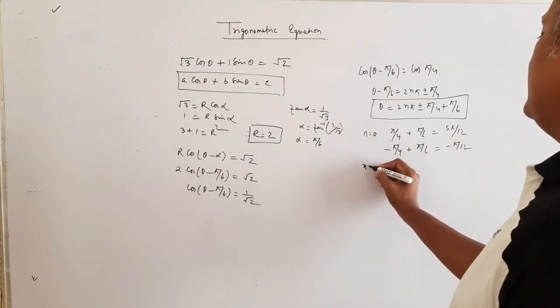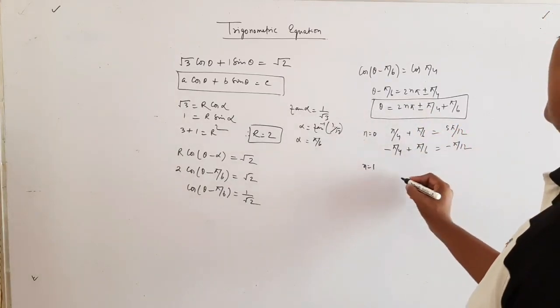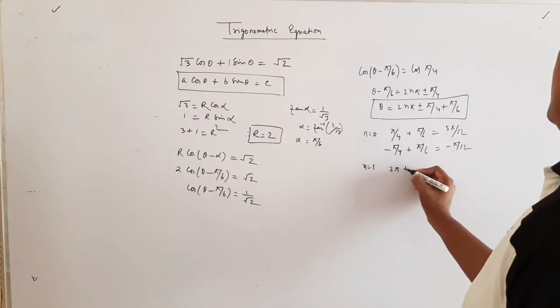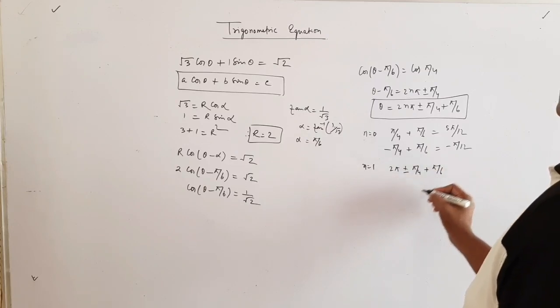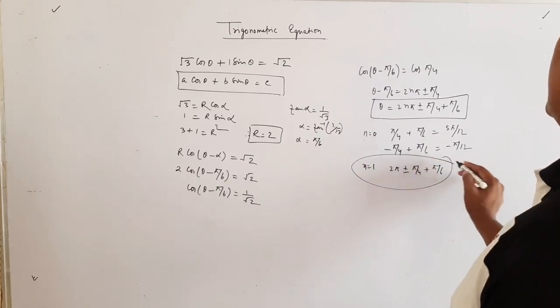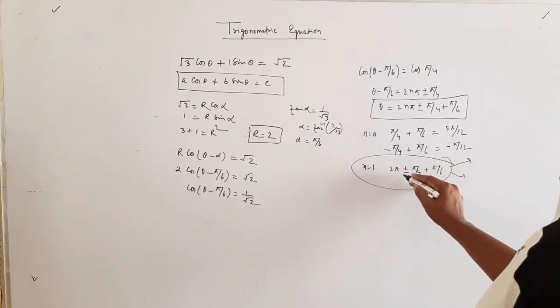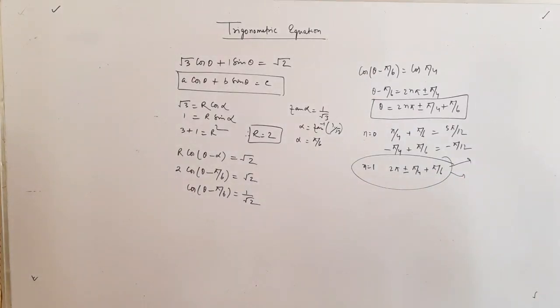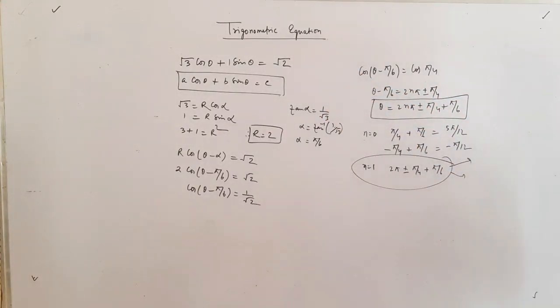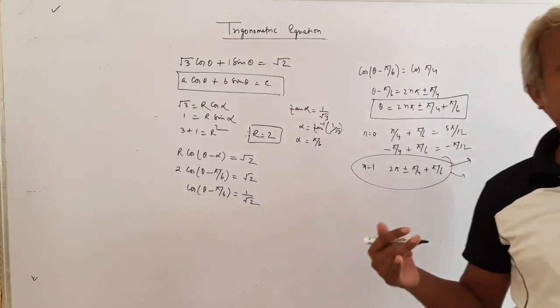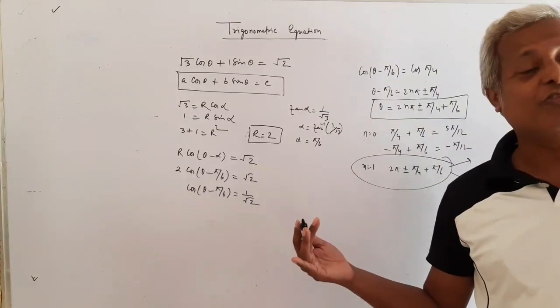So if you take n equals 1, then here becomes 2 pi plus minus pi by 4 plus pi by 6. So you have to solve this also. Again you get the two such values, one for positive, one for negative, and that will give you a set of the values of theta for this equation. So this is all for now in this video. In the next video we'll discuss the inverse trigonometric functions. So get ready for that.